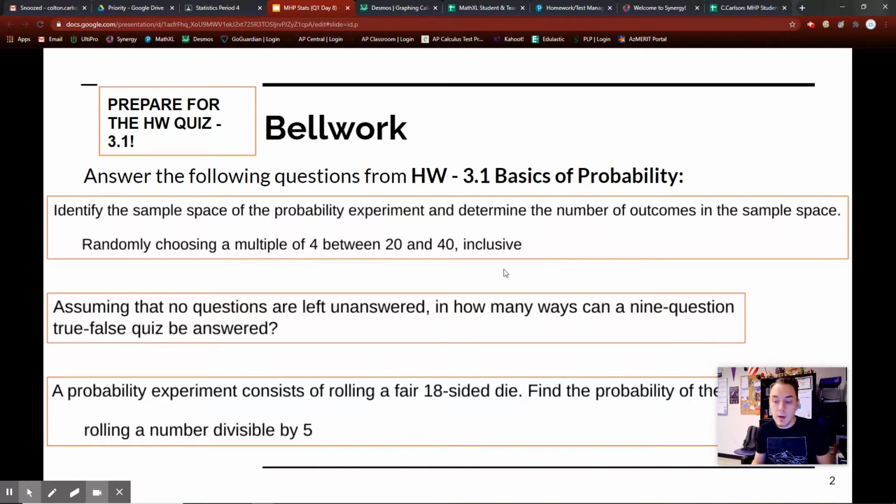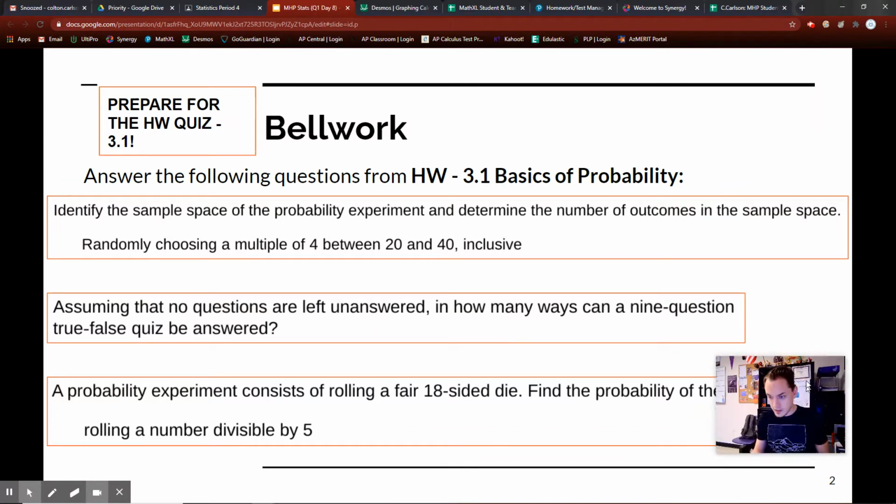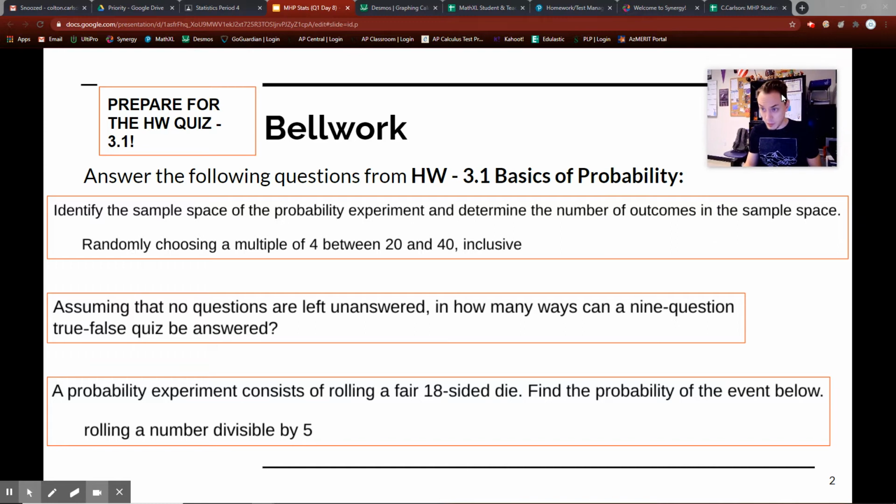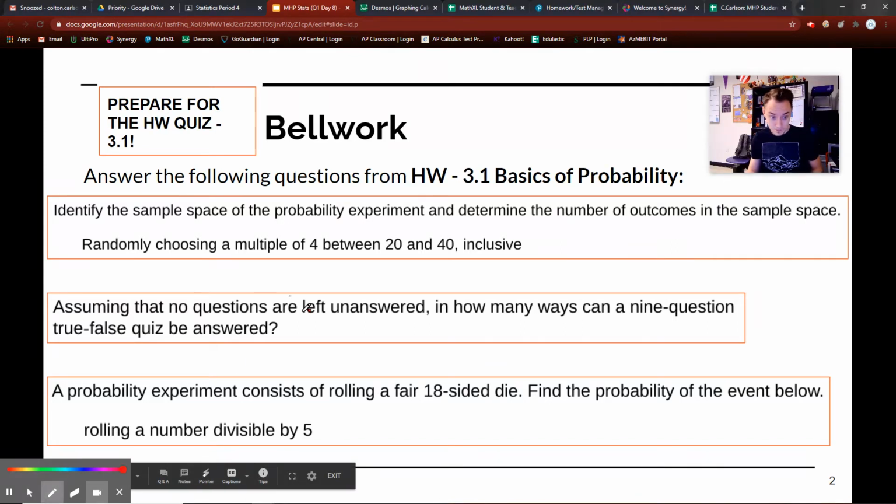I do have another bell work question on top of these three in the next slide, but you don't necessarily need to listen to that one. I just want you guys to pay attention to these three because these three will be on the homework quiz. I'm telling you that they are. Take a minute. Write them down.